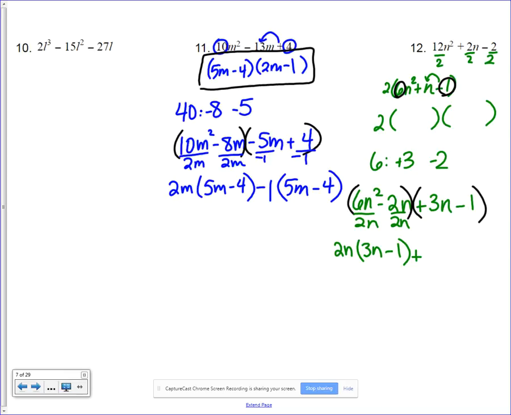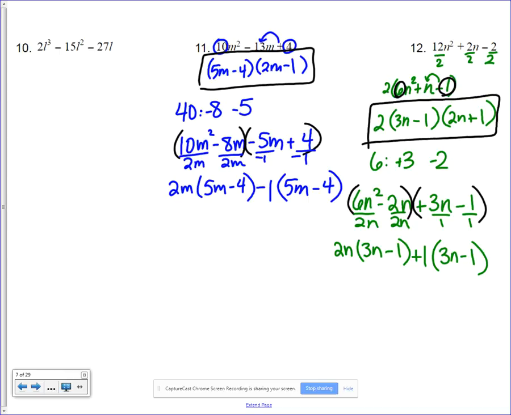A 1, nothing, so I'm going to use a 1. Folks, does dividing by 1 change anything? No. If you divide them by 1, it doesn't change anything. So, what's your repeated factor? What's your leftover factor? Good. So that's what taking out a GCF first looks like.